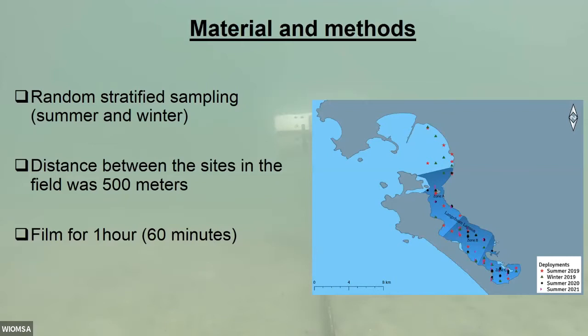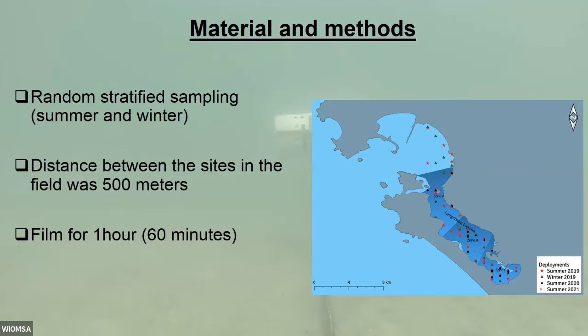Monitoring is taking place biannually in summer and winter. Deployments were distributed according to a random stratified design in the 3 MPA zones. The distance between the sites was 500 meters to avoid pseudo-replication.